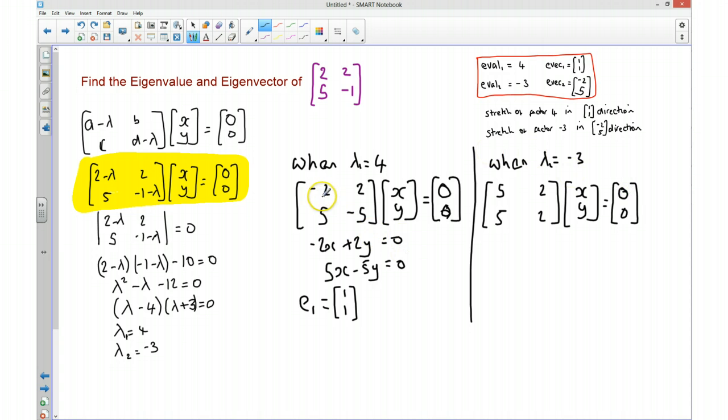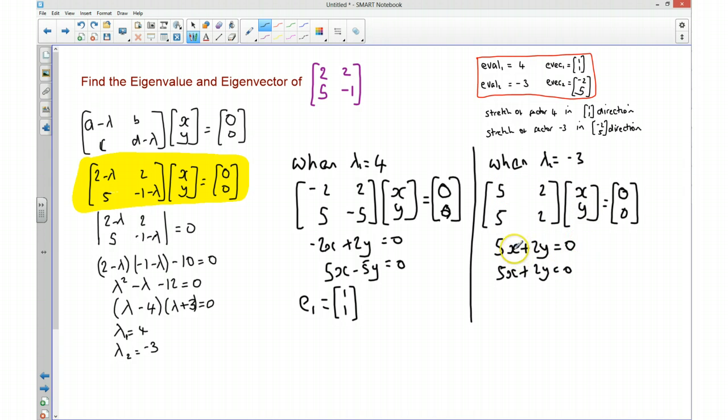What you should be noticing is that in our matrices now, the second line is a multiple of the top line, which is what we want. It makes sense, because we've chosen the determinant of this to be 0. That's what we've chosen to happen. So I've now got 5x plus 2y is equal to 0, and 5x plus 2y is equal to 0.